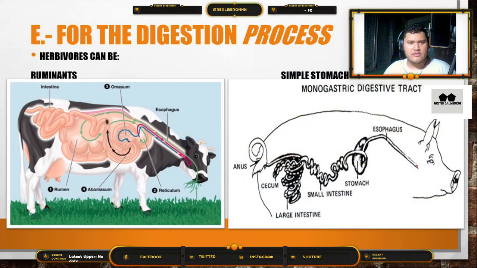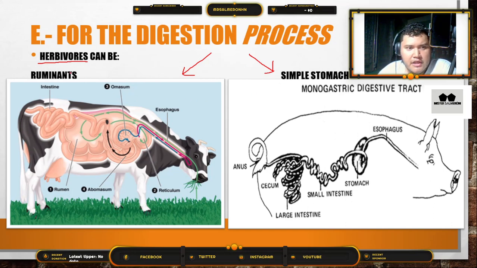Alright, for the digestion process, it's another classification that we can do with the animals. For the digestion process, we classify only the herbivores, okay? Only the herbivore animals are classified according to the digestion process. And we have basically two kinds of animals, the ruminants and the simple stomach animals. These are the two kinds of animals, okay?